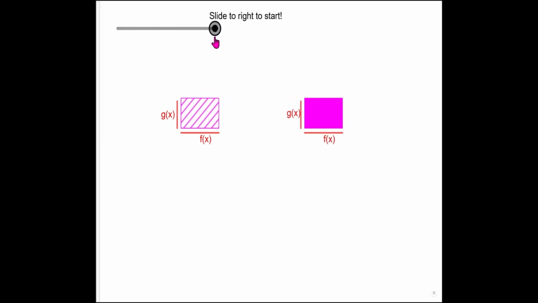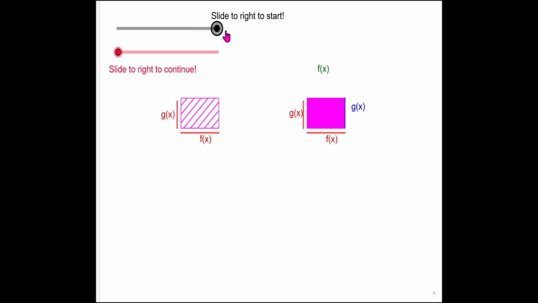The geometric interpretation of the product of two functions, f of x and g of x, is the area of a rectangle whose lengths are f of x and g of x. Since both f and g depend on the independent variable x, the dimensions of the rectangle may change as x changes.